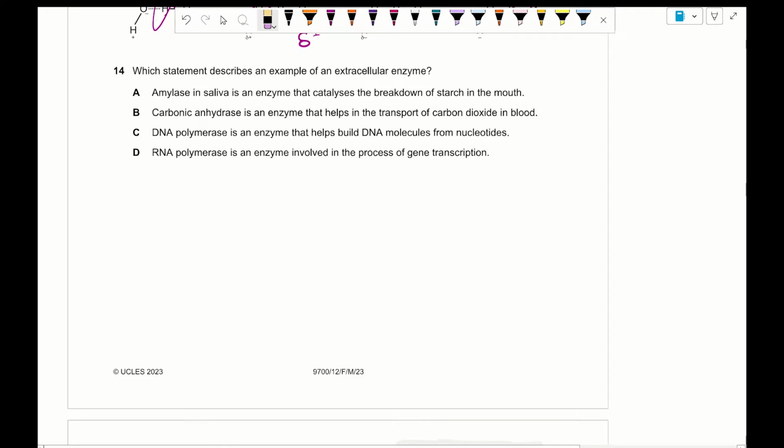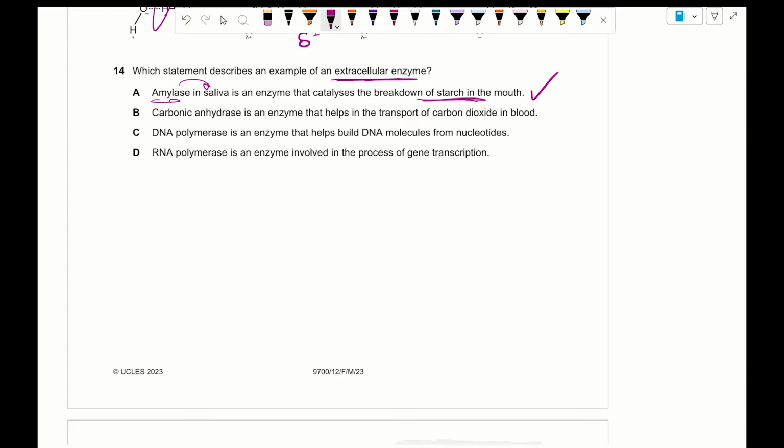Question number 14. Which statement describes an example of an extracellular enzyme? An extracellular enzyme is an enzyme that operates outside the cell. So let's see the suggestions that we have here. A. Amylase in saliva is an enzyme that catalyzes the breakdown of starch in the mouth. Yes, amylase is in saliva, therefore makes it an extracellular, therefore this is correct.